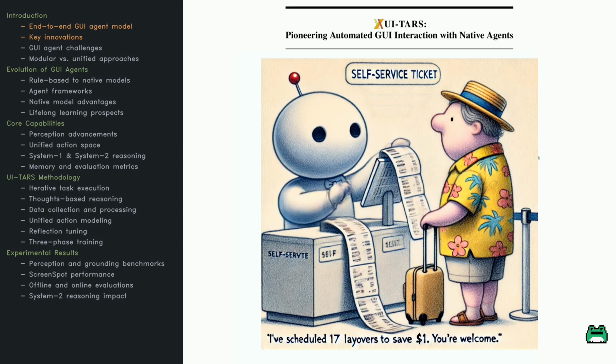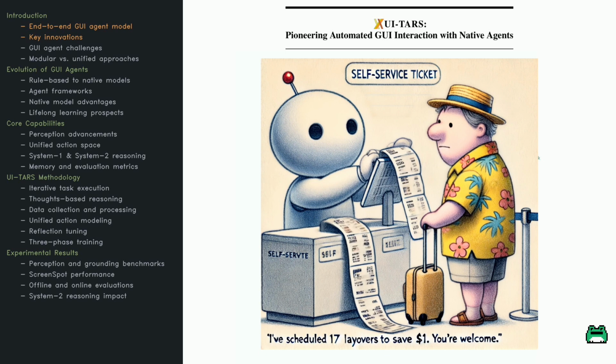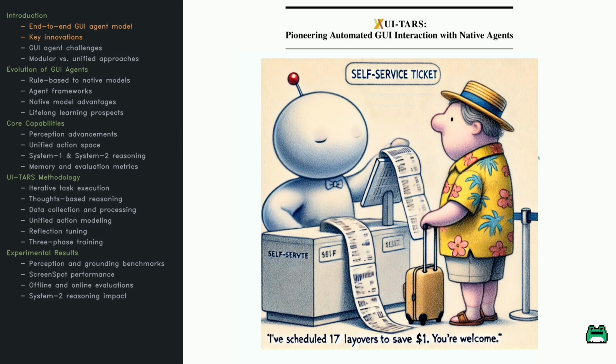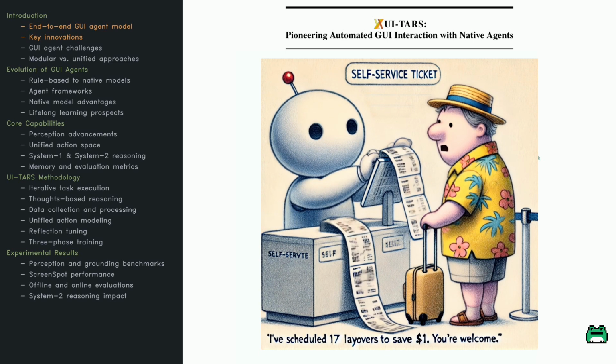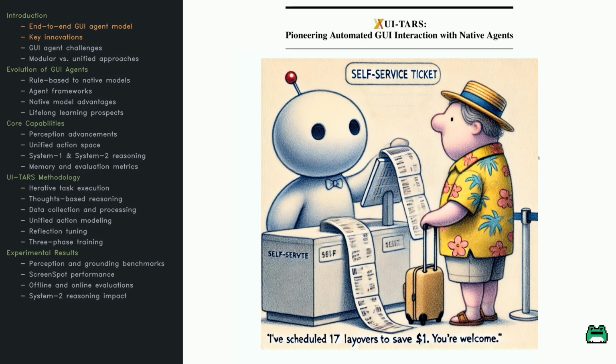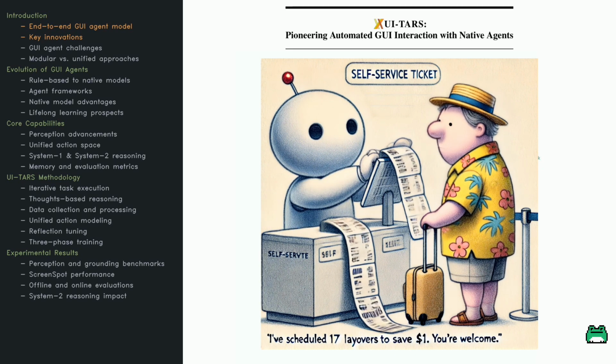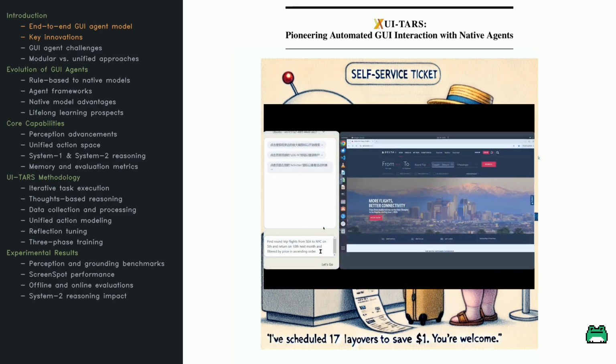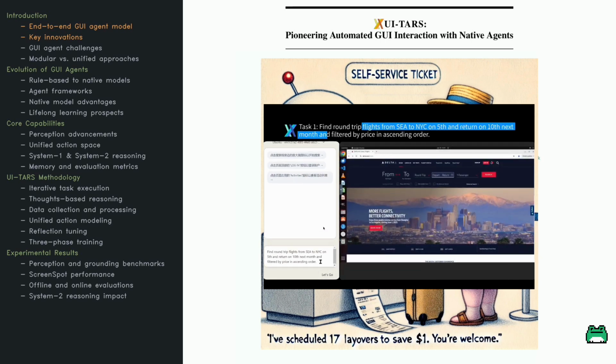Struggling to book a flight? Juggling endless dates, prices, and layovers? Imagine an AI that handles all the scrolling, clicking, and decision-making for you, effortlessly. Let's meet UI-TARS, the pure vision-based native GUI agent from ByteDance.